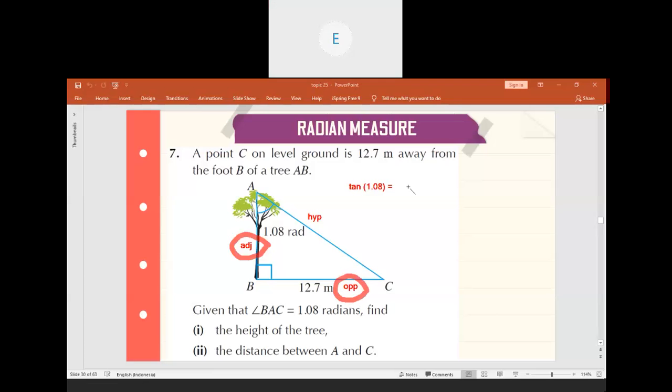AB divided by 12.7. Okay, it's only Erika, my student for today. The others, please feel free to talk. I'm not only teaching Erika. Okay, so Erika, please be quiet for a while. Let me talk to anyone else.